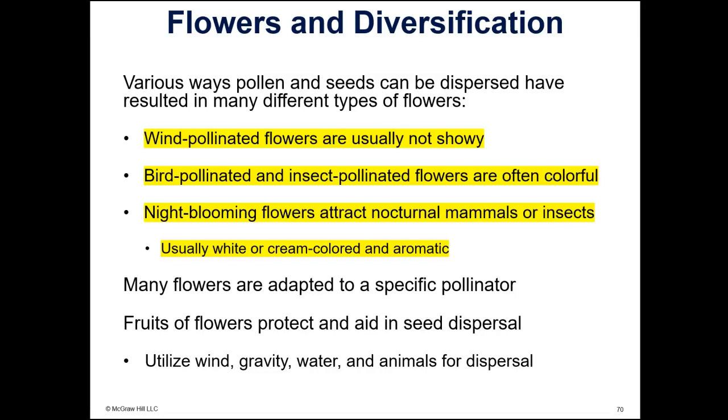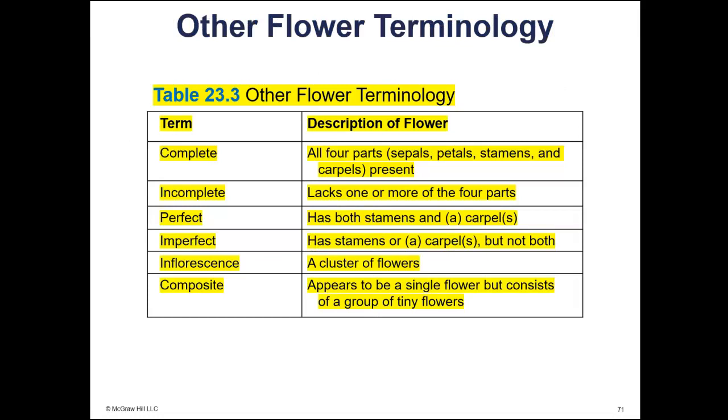Wind-pollinated flowers are not usually showy. They don't have big, bright-colored petals, and they don't usually have a strong smell. Bird-pollinated and insect-pollinated flowers are often colorful to attract the insects and the birds. And night-blooming flowers are usually white or cream-colored, and they smell really good because you're attracting nocturnal mammals or insects. So they're attracted to the smell rather than the color.